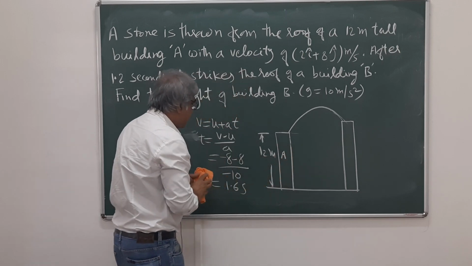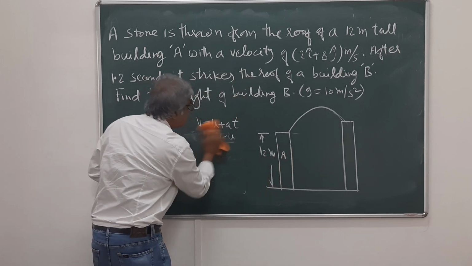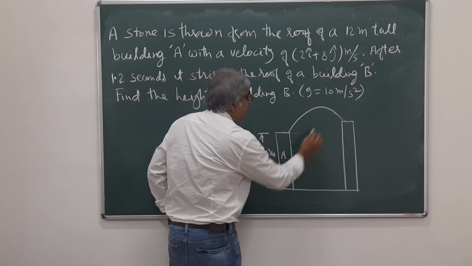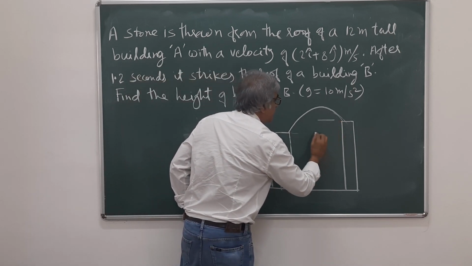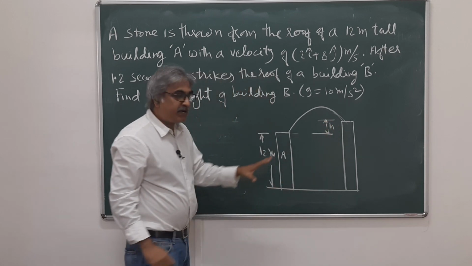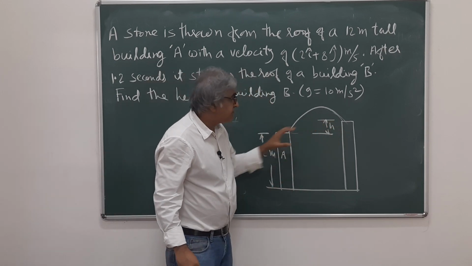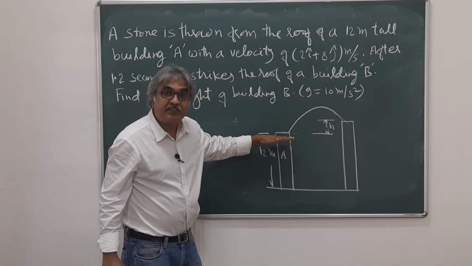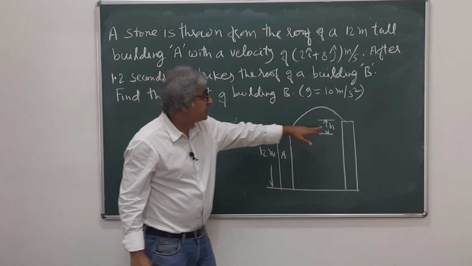That means we can say, let's say this distance is h. This is the difference in height between this building and this building. So this is the vertical displacement of the stone. Vertical displacement of the stone is h.